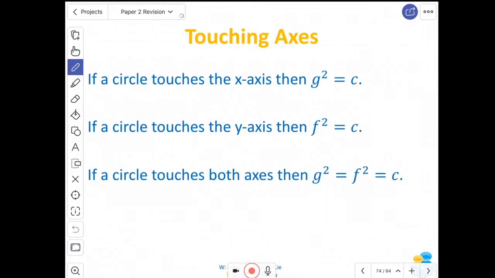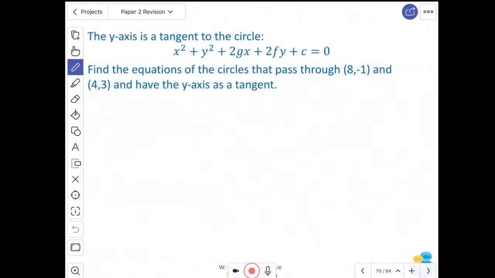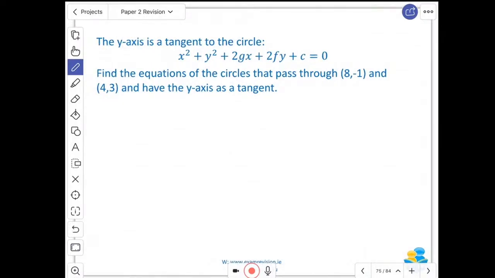So if you are told that you've got a circle and that it has the x-axis as a tangent to the circle, you can write down straight away on your paper g squared equals c. Similarly, if you're told that it has the y-axis, you're going to say f squared equals c. And if you're told that it has the x and the y-axis as tangents, or that it's touching both of them, you can say g squared equals f squared equals c. So if I show you this quick example, then it says the y-axis is a tangent to the circle. Find the equations of the circles that pass through this point, and have the y-axis as a tangent.